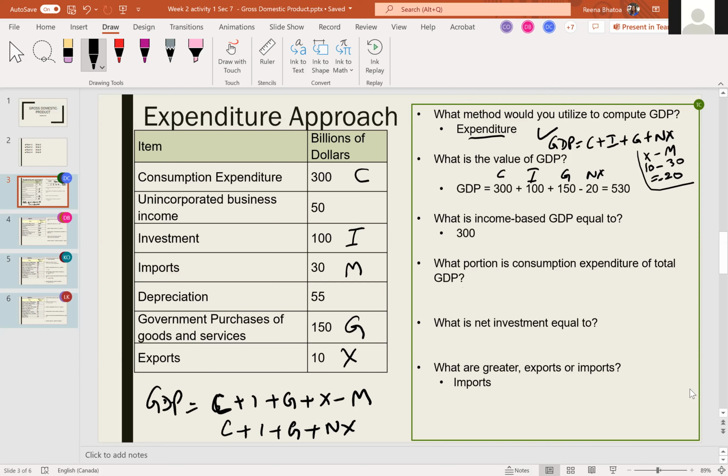Next question. What is income-based GDP equal to? For this one, I always ask my students to close your eyes and write the answer. The thing is, whatever GDP you calculate using the expenditure approach will always be the same as using the income approach. So the answer will stay the same, 530.